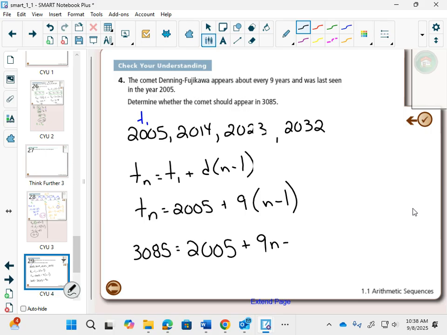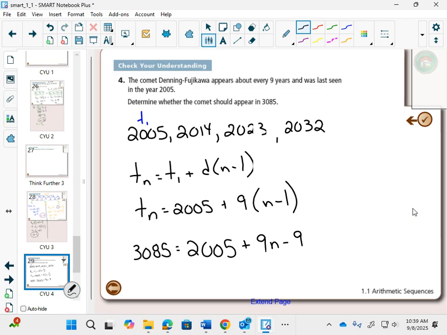I'm going to distribute right away: 9n minus 9. If I solve for n, and n is a nice whole number, like 212, then perfect. It shows up as the 212th term. If I solve for n and it's 212.3, then it's not a whole number, and it's not in the sequence, and I have to totally replan my 3085.